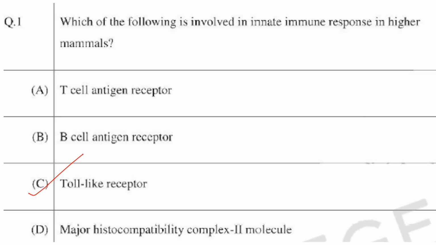Major histocompatibility complex 2, it presents antigen to T cell. Again, it is part of adaptive immunity. So the answer here is option C.